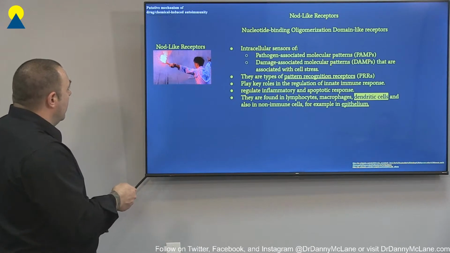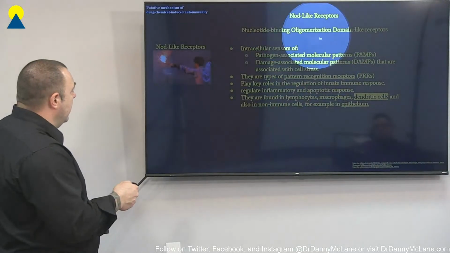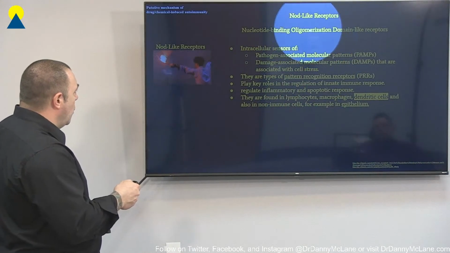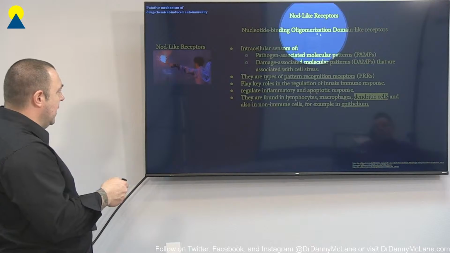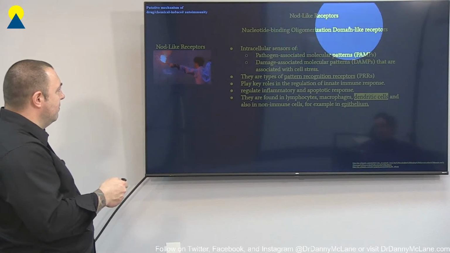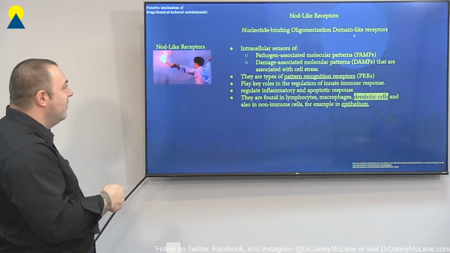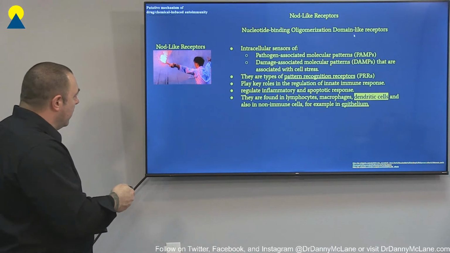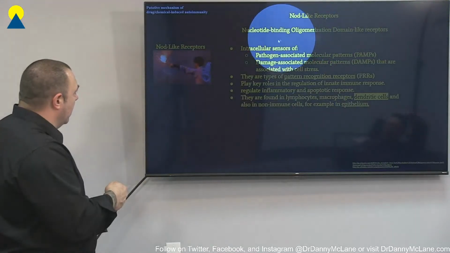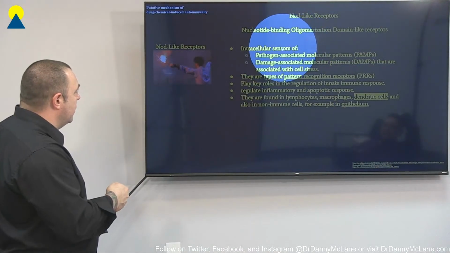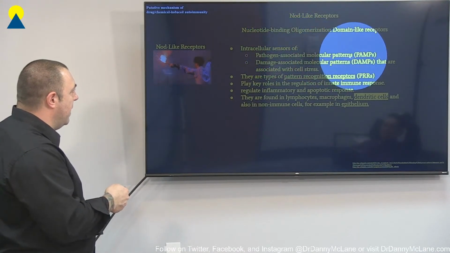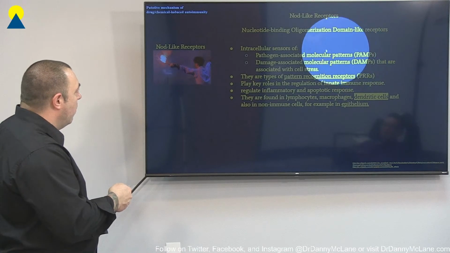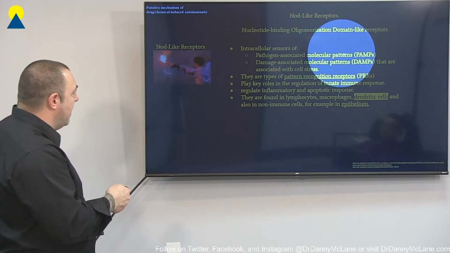NOD-like receptors. These are nucleotide binding oligomerization domain receptors. Like I said, vocabulary is super important, but the concepts are even more important. These are intracellular. These are on the cells. These are sensors of pathogen associated molecular patterns, PAMPs and DAMPs. What you need to understand here is molecular patterns.